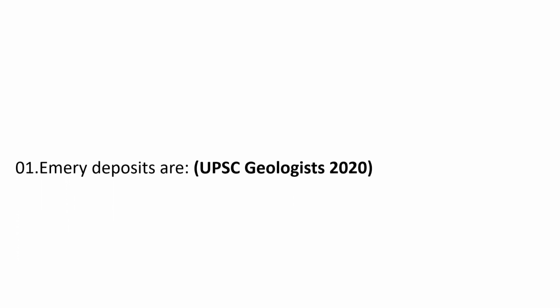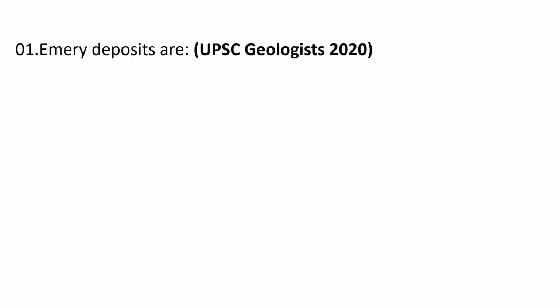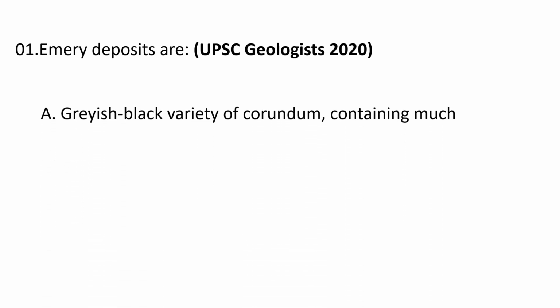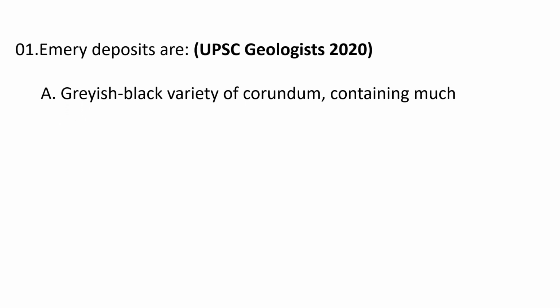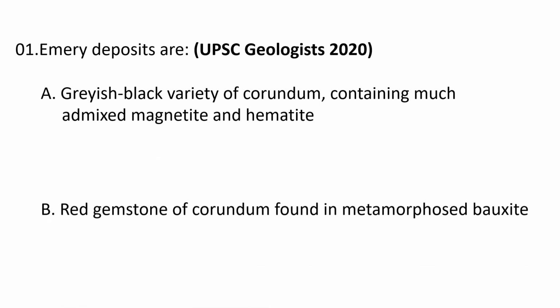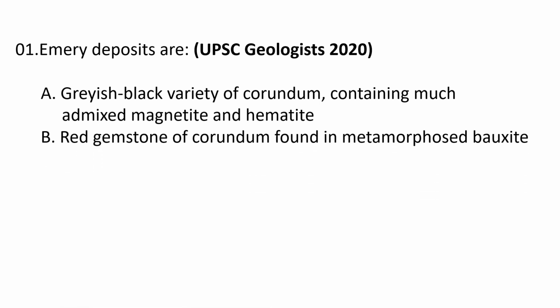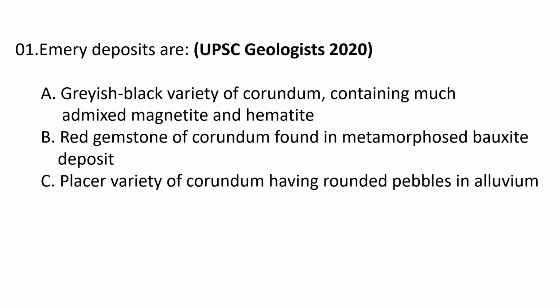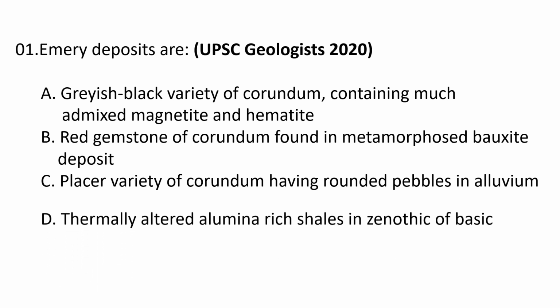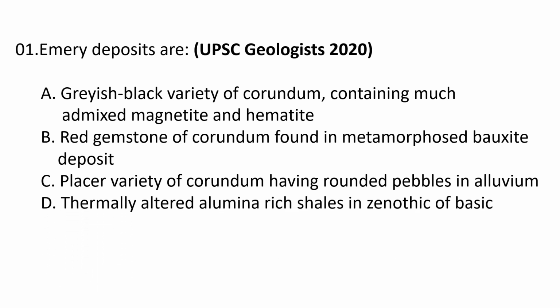The first question is, emery deposits are. This is the question which is asked in UPSC Geologists 2020 exam. The choices are A, grayish black variety of corundum containing much admixed magnetite and hematite. B, red gemstone of corundum found in metamorphosed bauxite. C, placer variety of corundum having rounded pebbles in alluvium. D, thermally altered alumina rich shales in xenoliths of basic igneous rock.